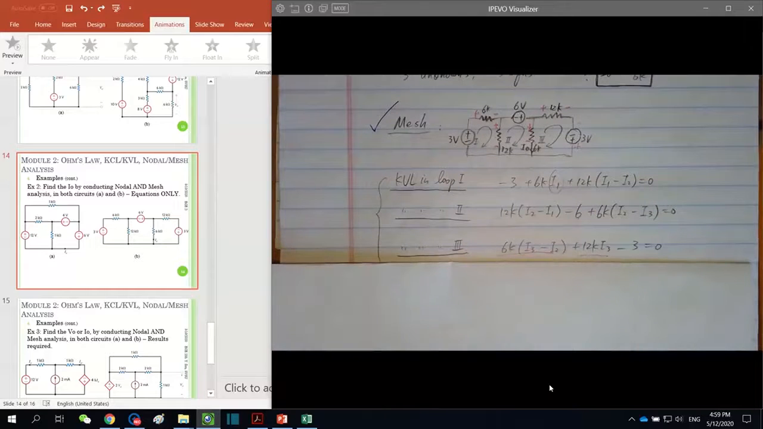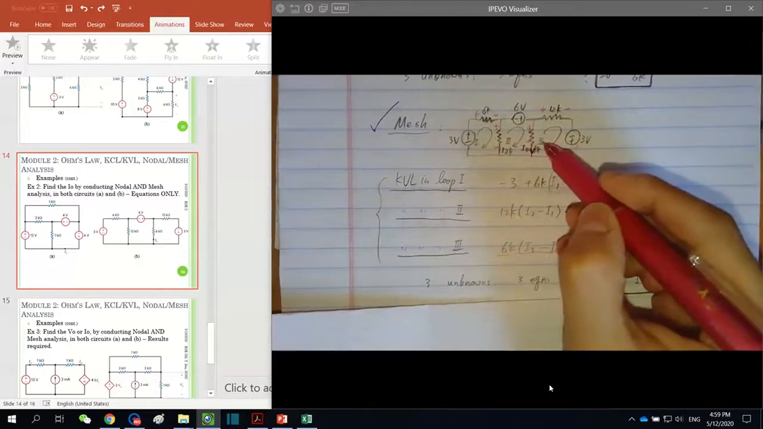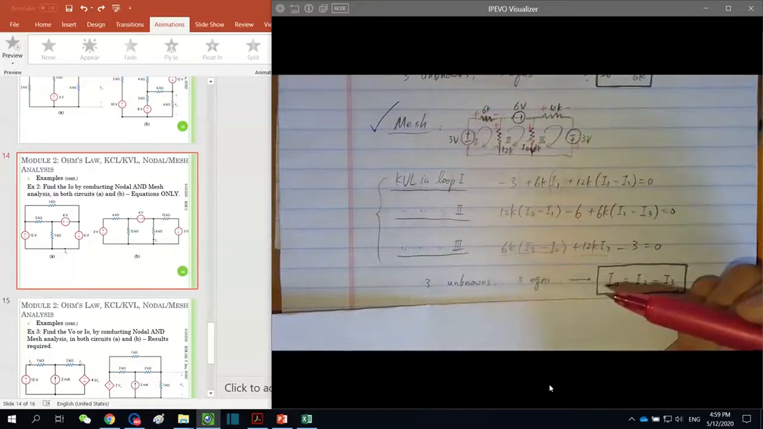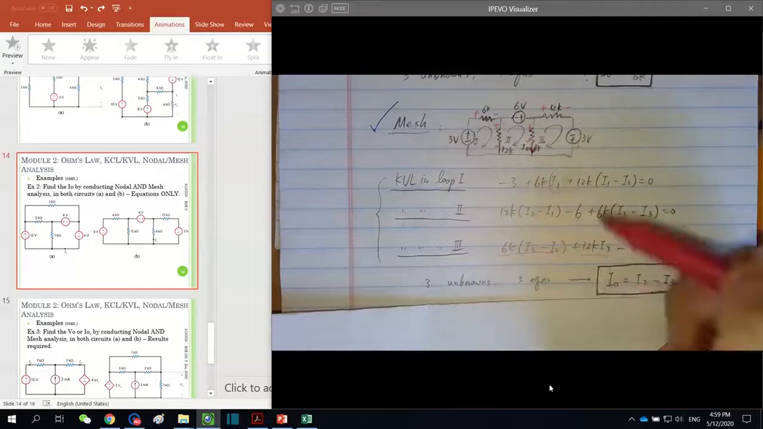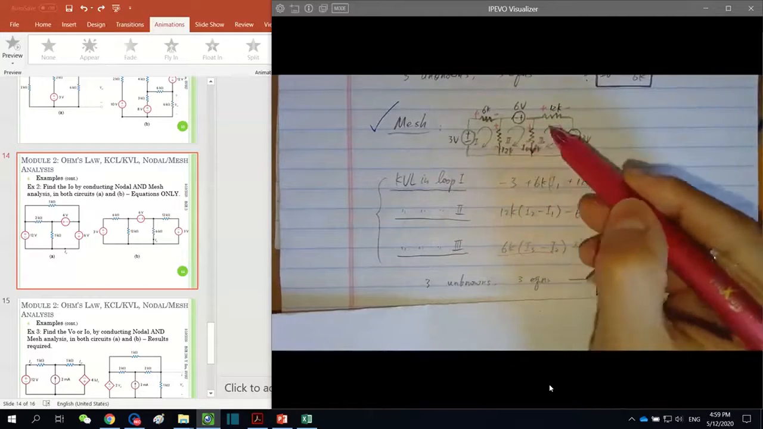3 equations, 3 unknowns, very good. And the final answer for I naught is equal to I2 minus I3. Be careful, the labeled I naught direction is downward, which is consistent with I2 rather than I3. Therefore, it is equal to I2 minus I3.